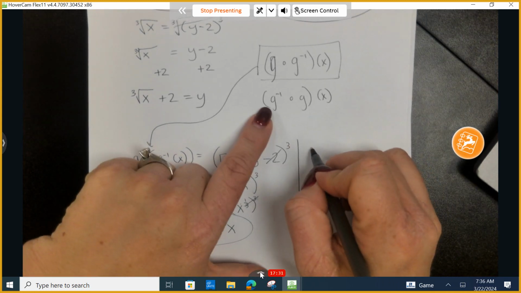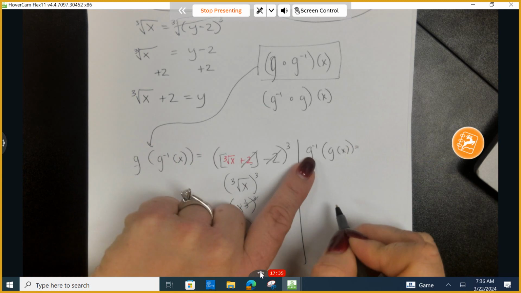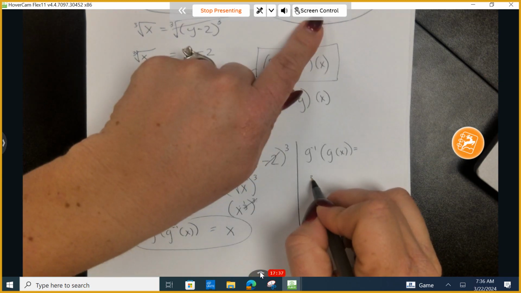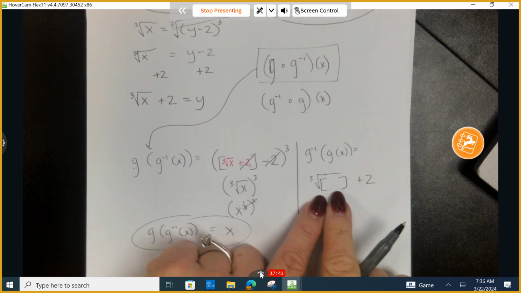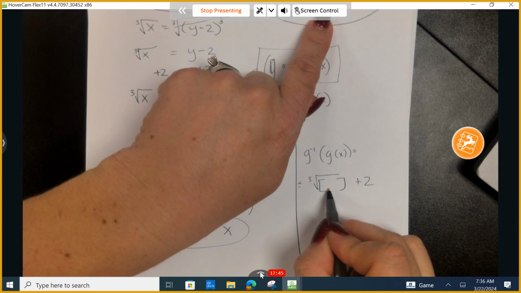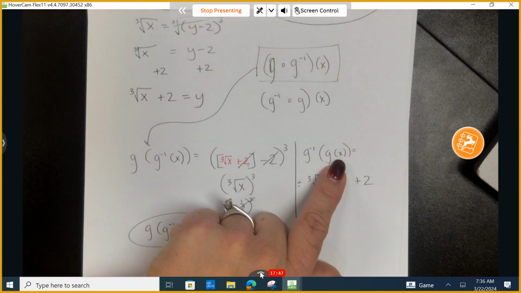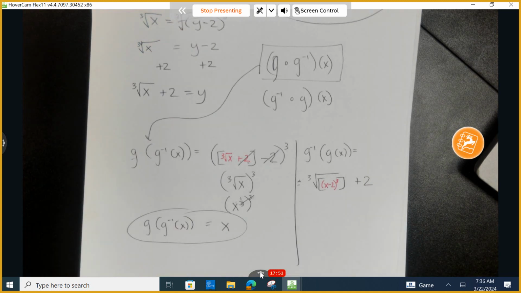Now the second time, I'm going to have the inverse on the outside. That means that I'm going to start by writing down the inverse. So this is the inverse. And then I'm going to leave a blank spot wherever the variable was, which is inside of this radical. And I'm going to replace that with what g of x is, which is x minus 2 to the third.